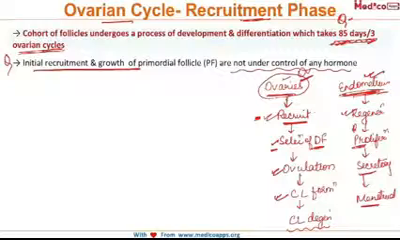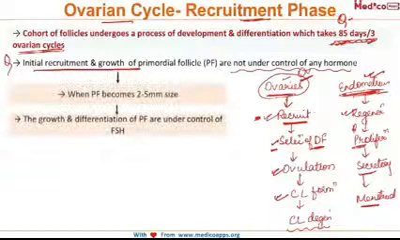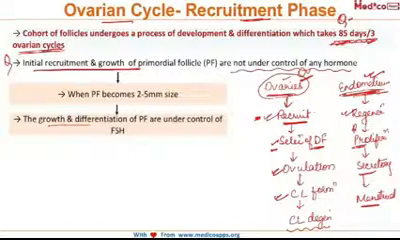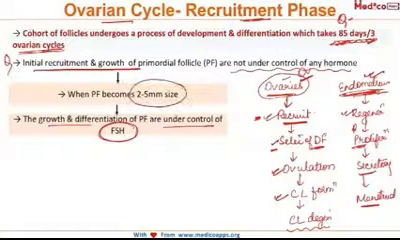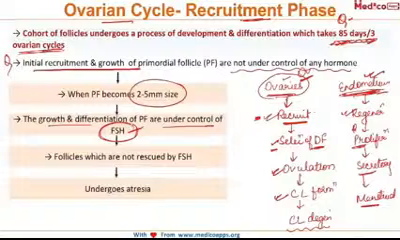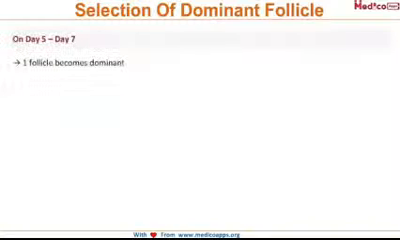When these primordial follicles become around 2 to 5 millimeter in size, then the growth and differentiation are under the control of the hormone FSH, that is the follicle stimulating hormone. Now we have discussed that this follicle stimulating hormone prevents the atresia of the follicles. So the follicles which are not rescued by the FSH undergo atresia. Now around day 5 to day 7 of the menstrual cycle, one of the follicles becomes dominant.